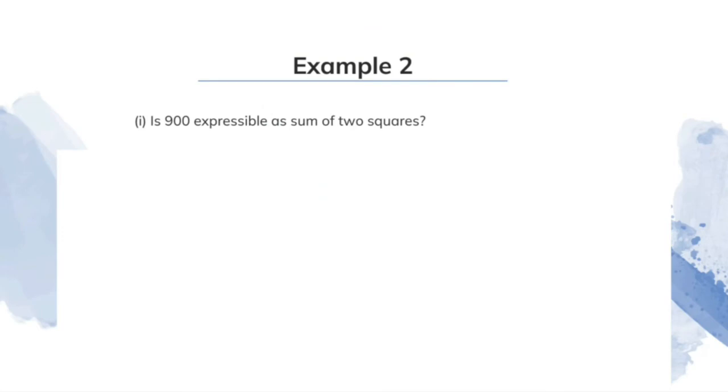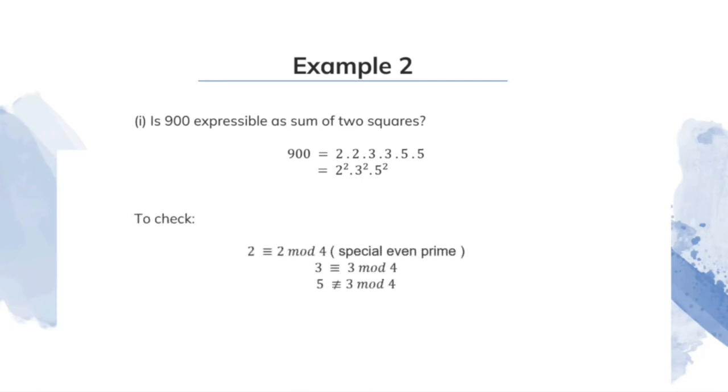Okay, next we move to the next example. Is 900 expressible as a sum of two squares? Firstly, we have to factor this into primes, right? So we'll get 2 squared times 3 squared times 5 squared. As we can see, all of these primes are to an even power, right? So we must check one by one.